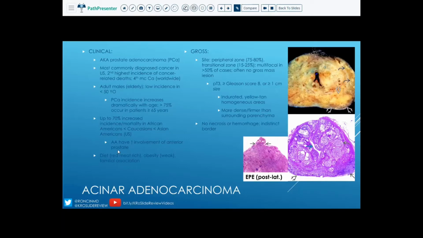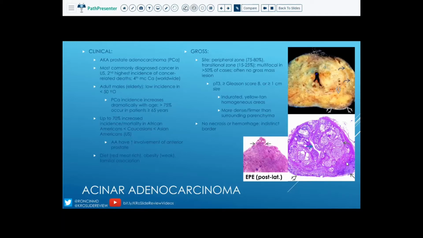It is related to diet that's rich in red meat. Obesity has a relatively weak association, and there's some familial association with somewhat complex genetics. As I was saying, this tends to occur mostly in the peripheral zone. It can occur in the transitional zone, and most cases will be multifocal with no gross mass lesion, obviously. So what this is showing is a nice nodule that is within the peripheral zone. So here's your urethra, and you can see all these little nodules just kind of going everywhere.